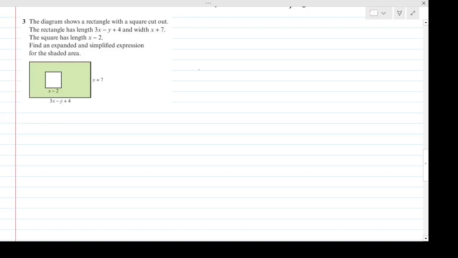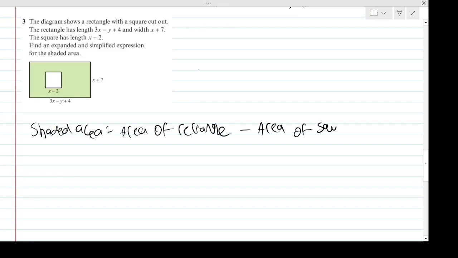Okay, so therefore, the shaded area is going to be area of the rectangle, the big rectangle, minus area of the square. So then all that's left is to work out what these areas are. Well, the rectangle is obviously base, length times width. So that's x plus 7 times by 3x minus y plus 4, so the two sides. Again, it's algebra, that's completely fine now. But we can expand and simplify, okay? So that's the area of the rectangle.